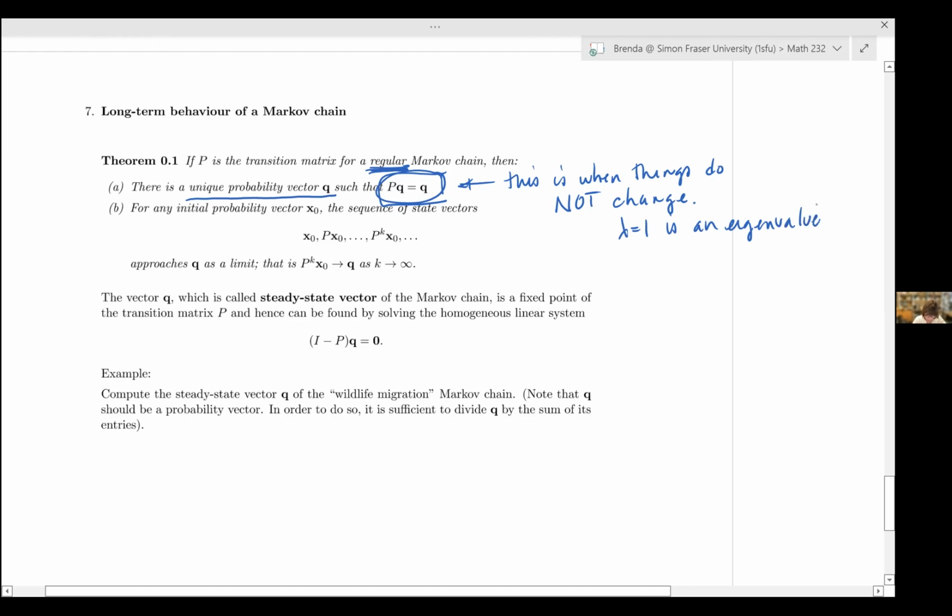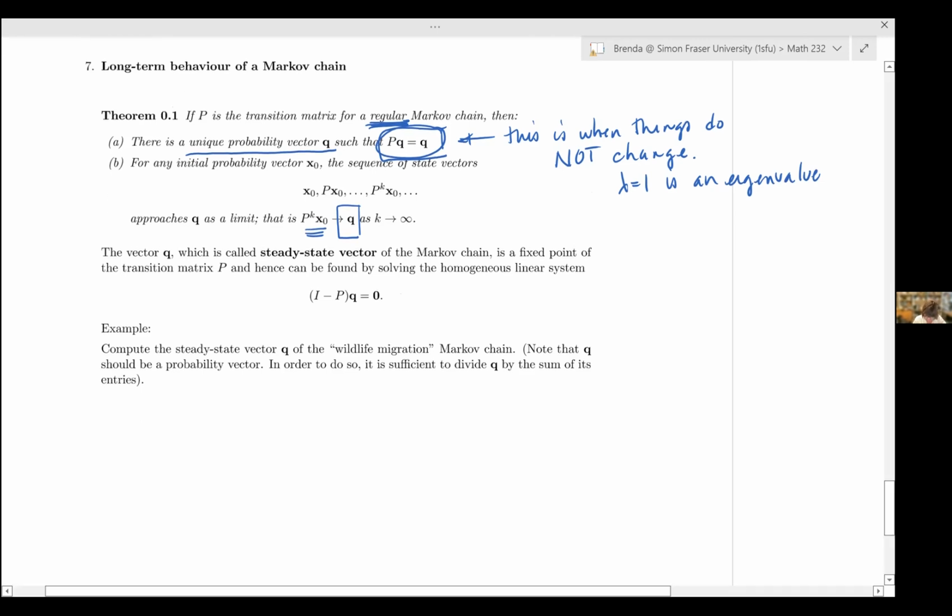Okay, so under this case, if we keep taking powers of that transition matrix and multiply it by our initial state, we are guaranteed that the thing will converge to this steady state vector Q as k heads to infinity. Okay, it's a fixed point. It's the eigenvector when lambda equals 1 is the eigenvalue. And we find it in exactly the same way.